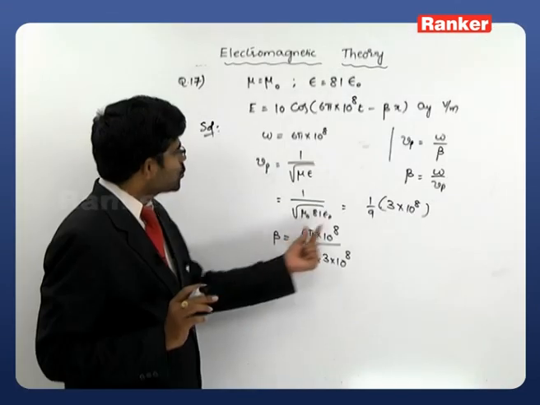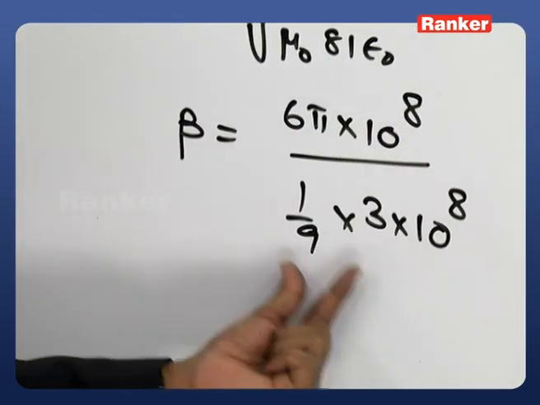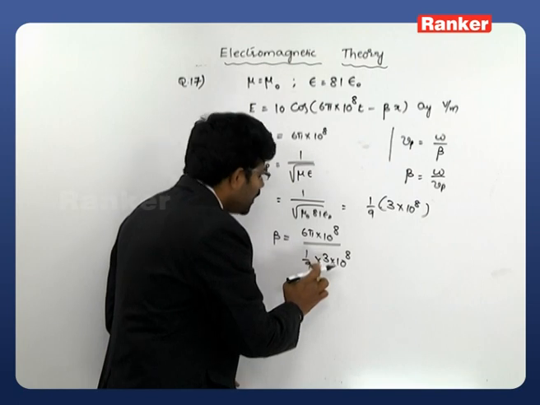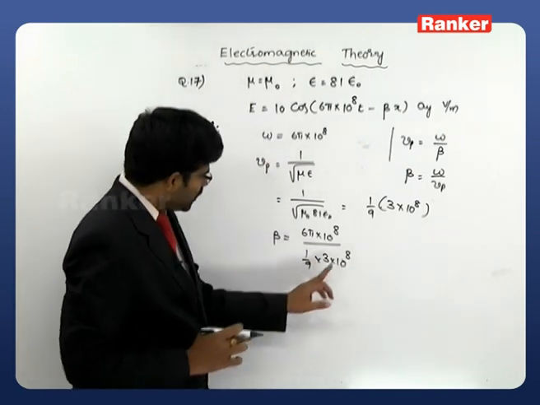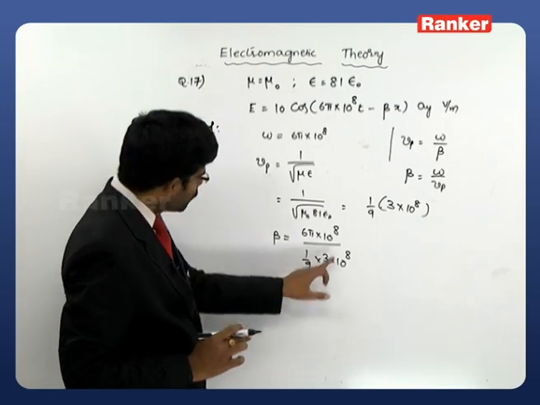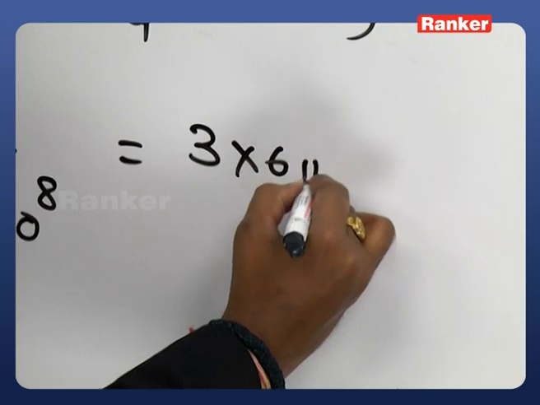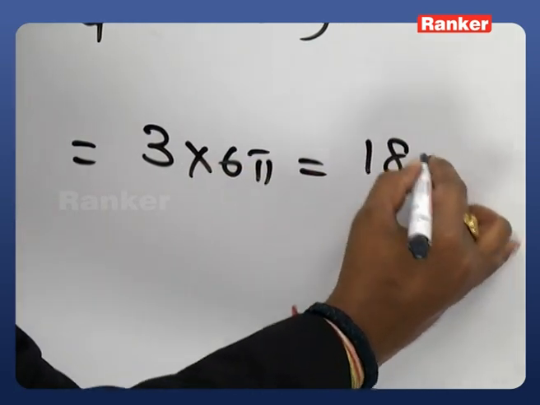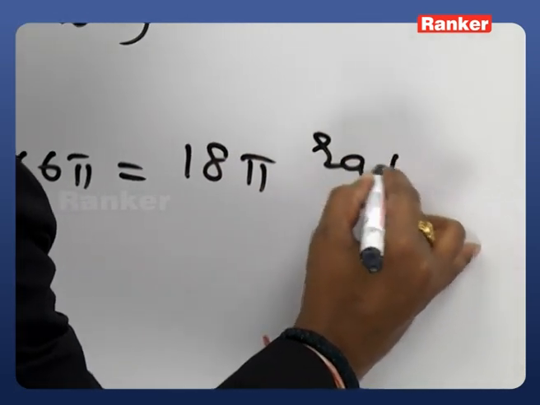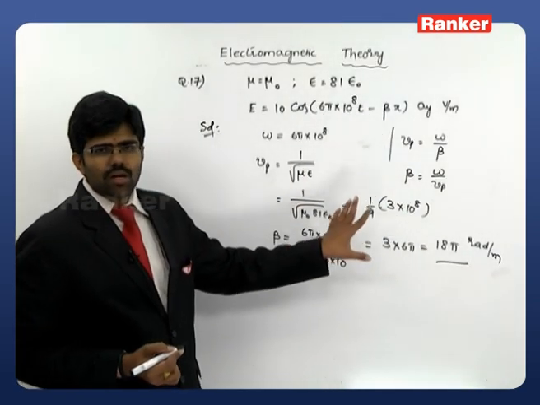So beta is equal to omega by phase velocity. Omega is 6 pi into 10 power 8 divided by the phase velocity, which is 1 by 9 into 3 into 10 power 8. The 10 power 8 will be cancelled. This 3 goes 3 times here, so this 3 goes upwards. Then 3 into 6 pi is equal to 18 pi radian per meter. So this will be the answer. Just a very simple one.